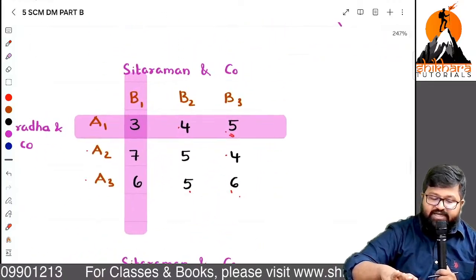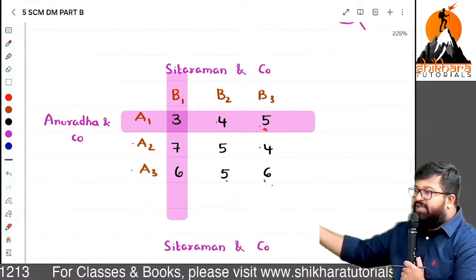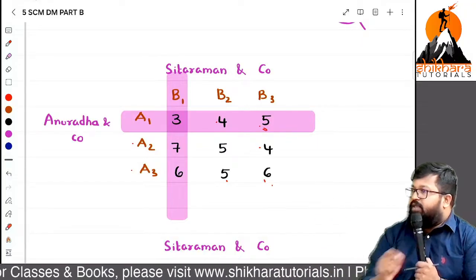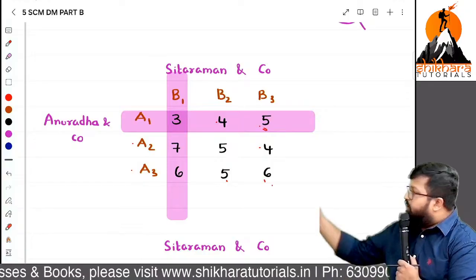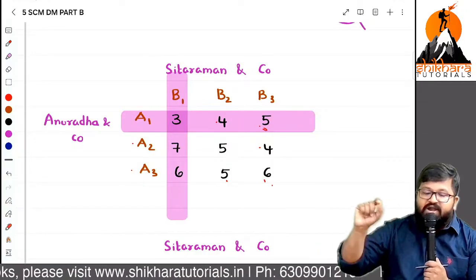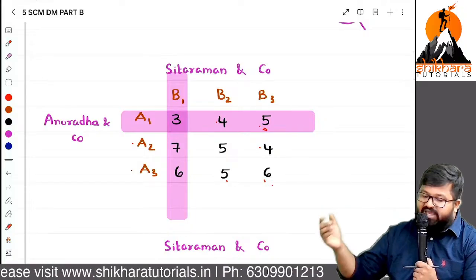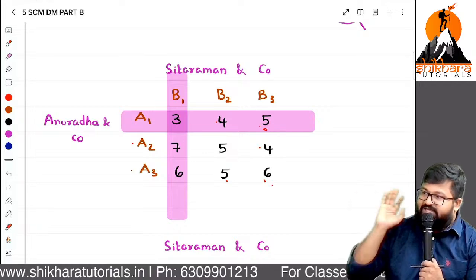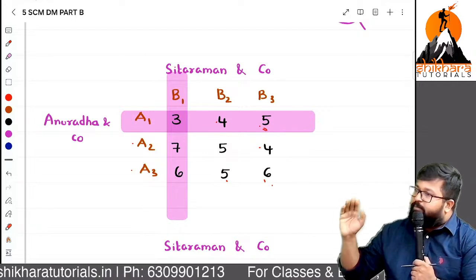The basic part is that, for example, Anuradha and company is assumed as A, because we cannot always write Anuradha and company. What about Sitaraman and company, ma? Assumed as B. And their strategies are B1, B2, B3, A1, A2, A3. A is always the maximizing player. B is always the minimizing player.